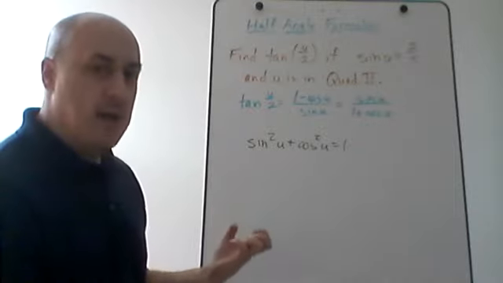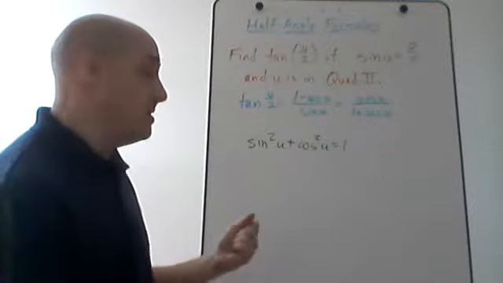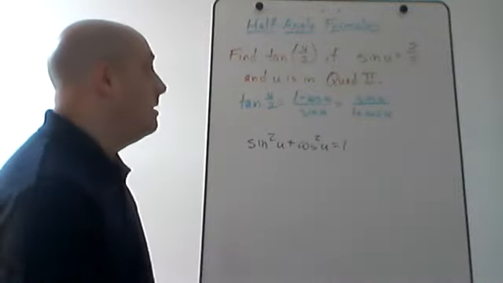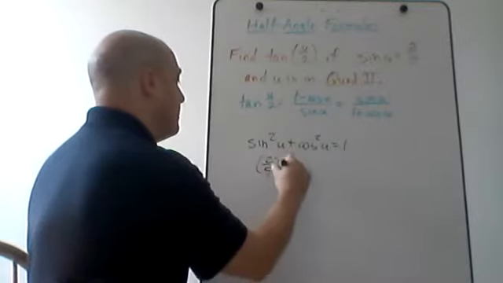If I ever know the sine of an angle and I need to know cosine, or if I know cosine and I need to find out sine, I can use this formula to figure it out. So sine of u is 2/5. So sine squared of u means 2/5 squared.